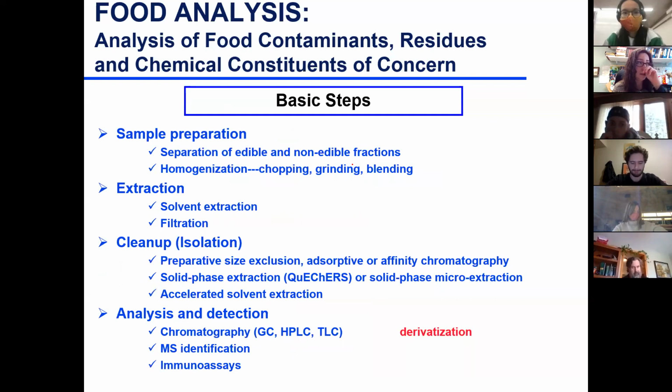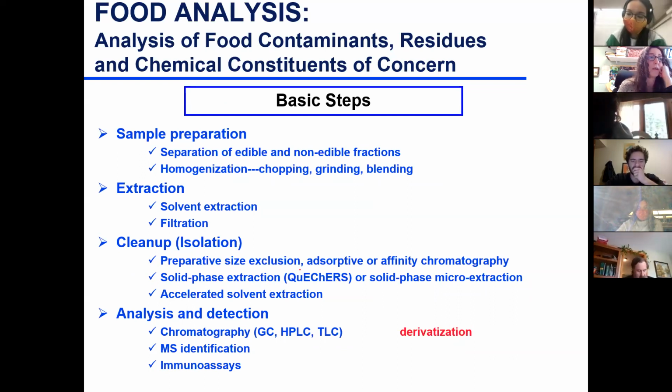So these are the basic steps. So sample preparation, removal of edible and non-edible fractions. If we have a peel, we remove the peel, we remove the pits. Homogenization is very important. Then it's often solvent extraction and filtration, and then the cleanup. You can do cleanup using different methods, chromatography based on size exclusion or adsorption or even affinity. If we're really trying to purify one component, oftentimes affinity chromatography would be good. Many times we use solid phase extraction.